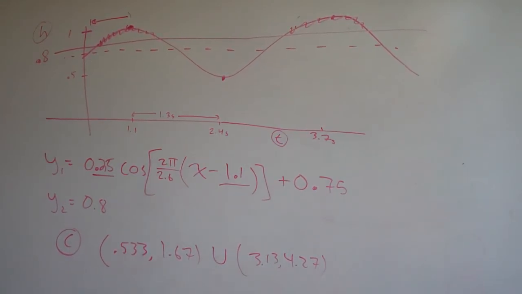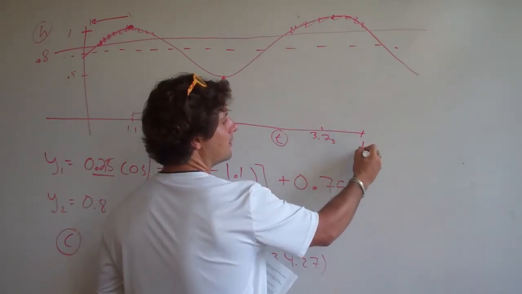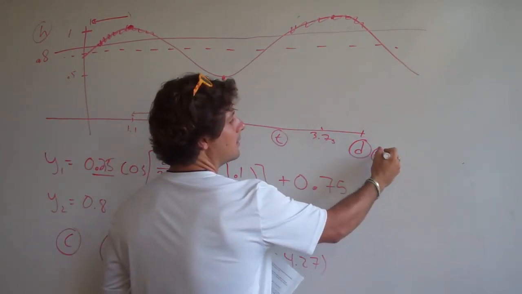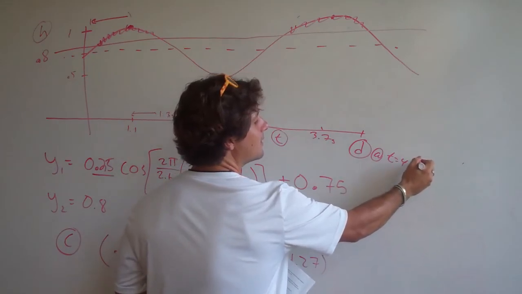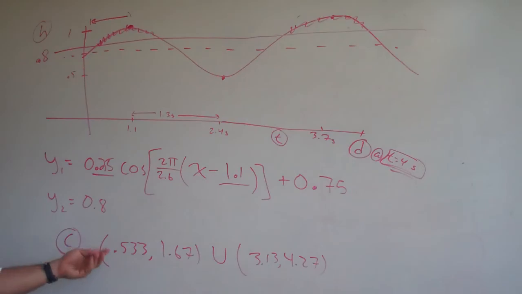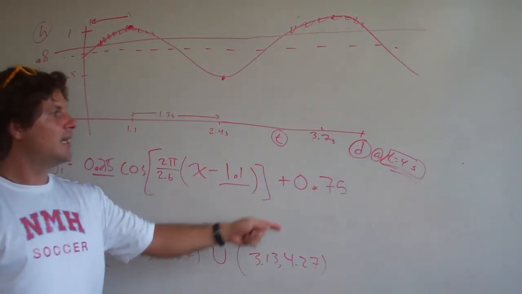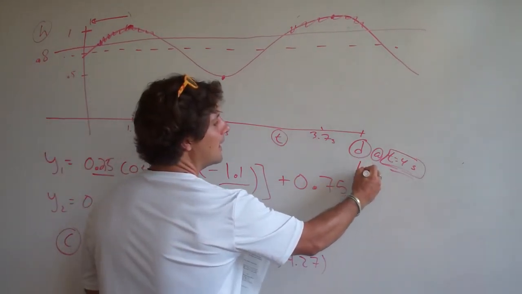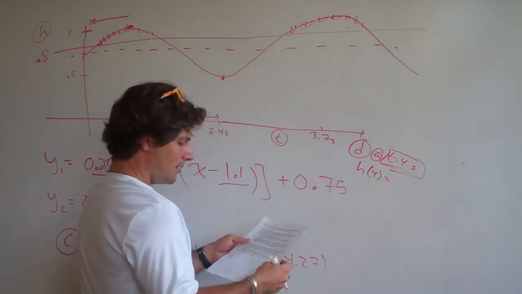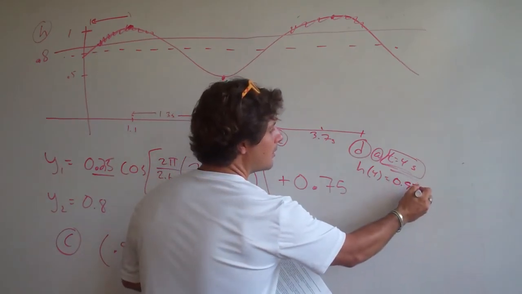And for the last question, question D, it's asking what is my height after 4 seconds? So for part D, it says at t equals 4 seconds, find the height. So we just put 4 seconds into our equation, and we get our height at 4 seconds equals 0.937.